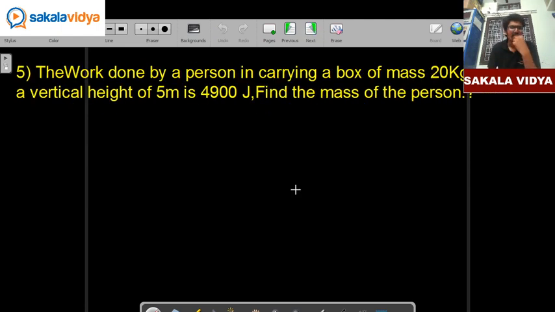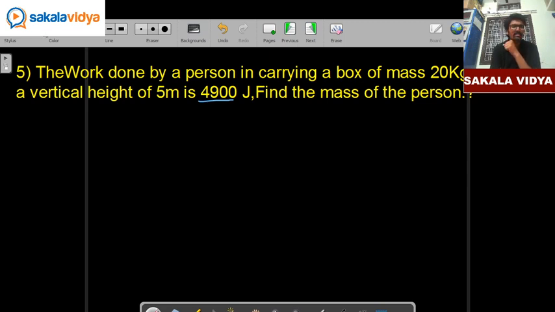Fifth question. The work done by a person in carrying a box of mass 20 kgs to a vertical height of 5 meters is 4900 joules. Find the mass of the person. In all our previous cases, we have found work done, but in this question, the work done is given, but we have to find the mass of the person who is going to do all this work. So is this clear for you? In all our previous cases, we have solved for the total work done by the person. So now in this question, the work done is given, but we have to find the weight or mass of the person. So what is given here?